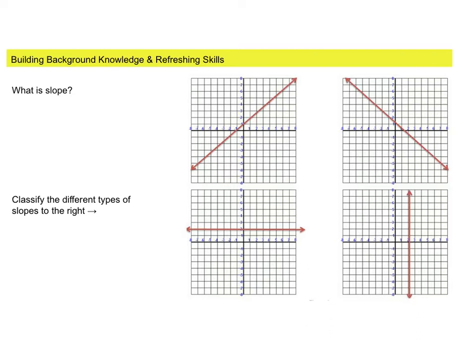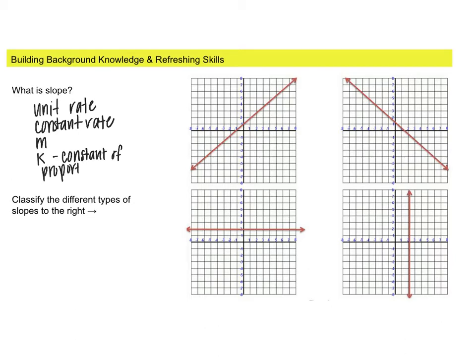So we also say that slope is our unit rate. It's our constant rate. We call it m. That's the variable we use for it. In 7th grade, you called it k. It was your constant of proportionality. But basically, it is the steepness of your line. Okay, it's that rate of change.